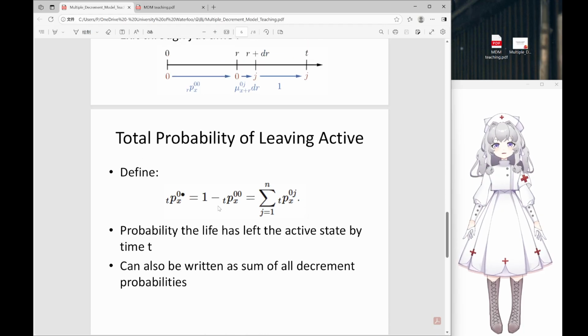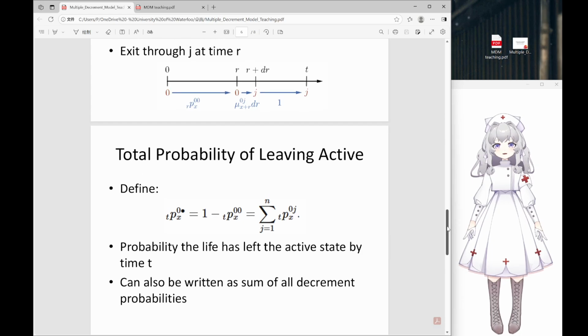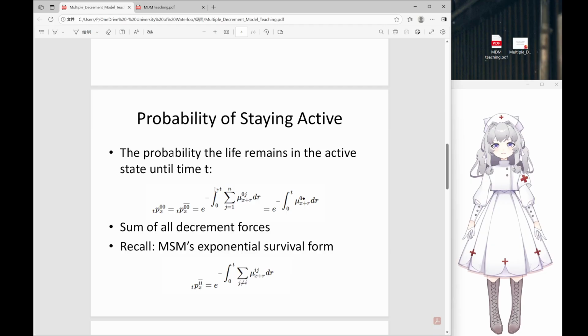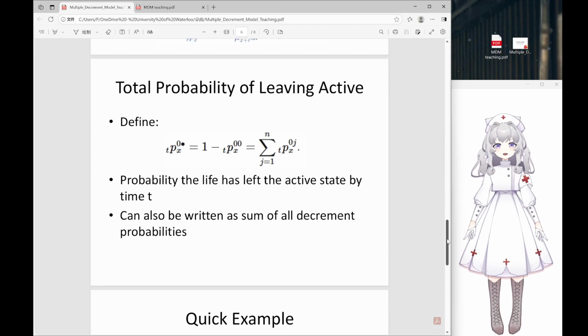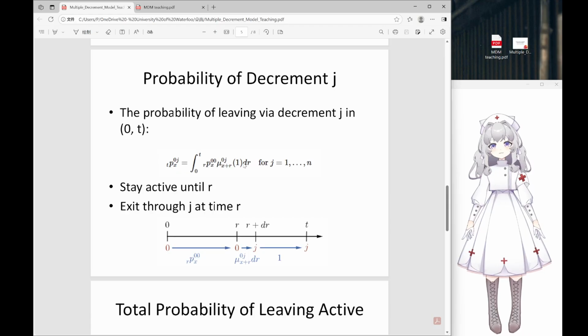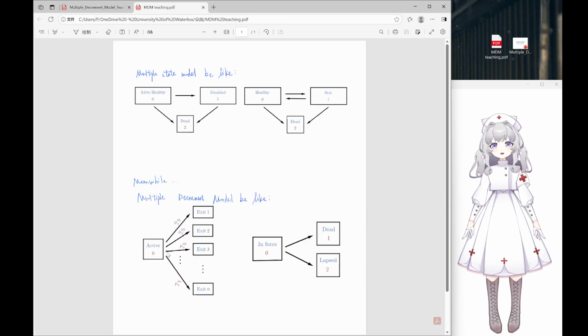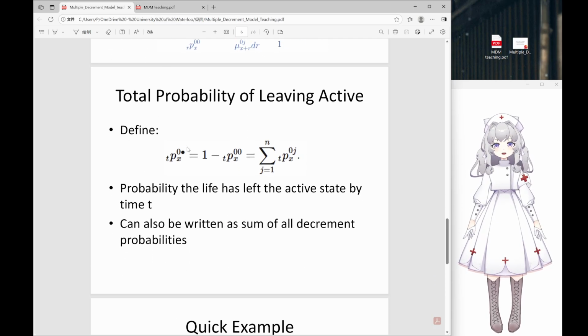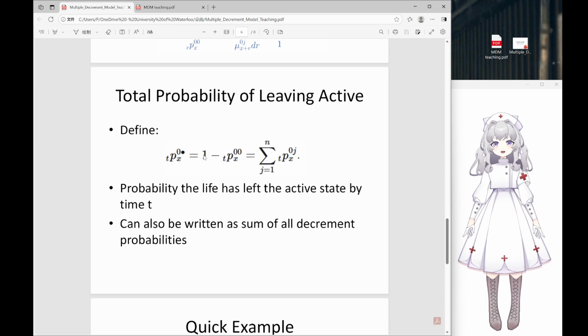And we have two calculation methods here. The first one is the probability the life has left the active state by time t, which we have already calculated as tpx^{00}, so it's merely 1 minus this part. The second way is that it can also be written as a sum of all decrement probabilities. We have the ability to calculate each one of them, so why don't we just add them together? So these are two ways for us to calculate the total probability of leaving active.